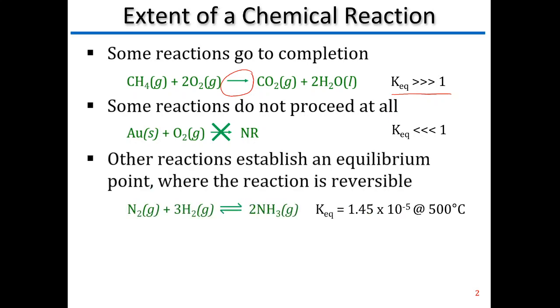Okay, the other type, and this is what we just talked about, are equilibrium reactions. So here we have nitrogen reacting with hydrogen to give us ammonia, the Haber-Bosch process. Notice we have equilibrium arrows. So we know that this reaction can be driven either in the forward direction or in the reverse direction. We have a K equal to 1.45 times 10 to the minus 5, so not much, much greater than 1 and not much, much less than 1. So we know that we have some equilibrium here.